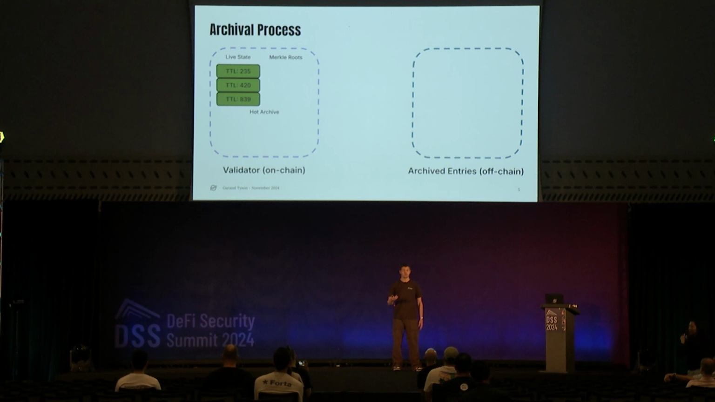Now, to demonstrate how this works, let me give an example as to how we construct these archival Merkle tries. So here what I have is an example of the validator state at the very beginning of State Archival before we've turned it on. And you can see here that we have a validator on-chain with a bunch of entries that have live TTLs and an empty archive off-chain.